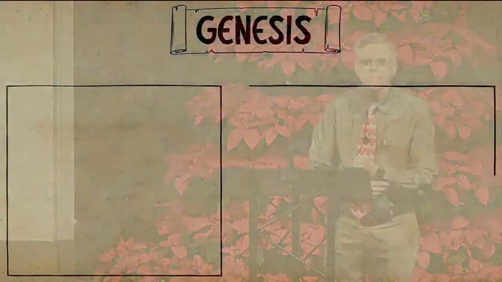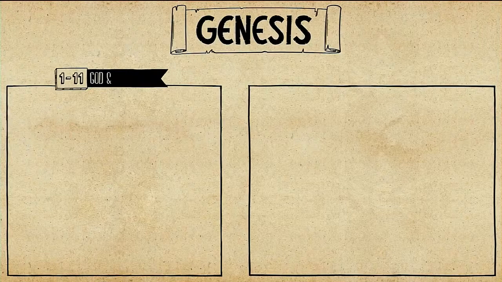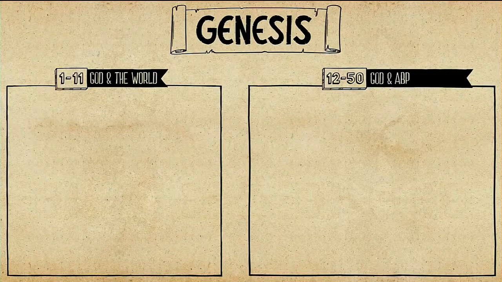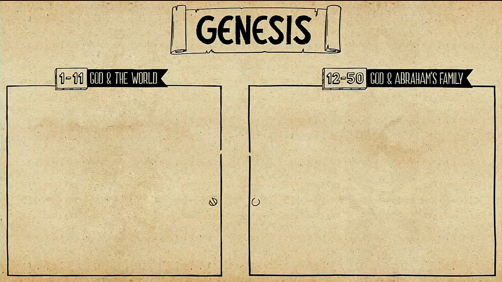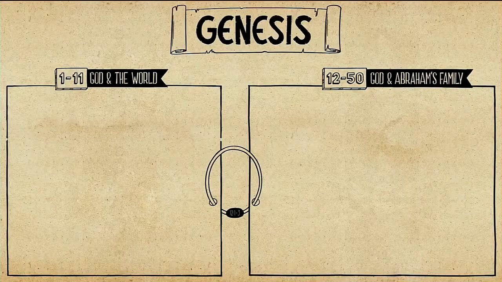The book of Genesis is the first book of the Bible, and its storyline divides into two main parts. There's chapters 1 through 11, which tell the story of God and the whole world. And then there's chapters 12 through 50, which zoom in and tell the story of God and just one man, Abraham, and then his family. These two parts are connected by a hinge story at the beginning of chapter 12. And this design gives us a clue to how to understand the message of the book as a whole and how it introduces the story of the whole Bible.